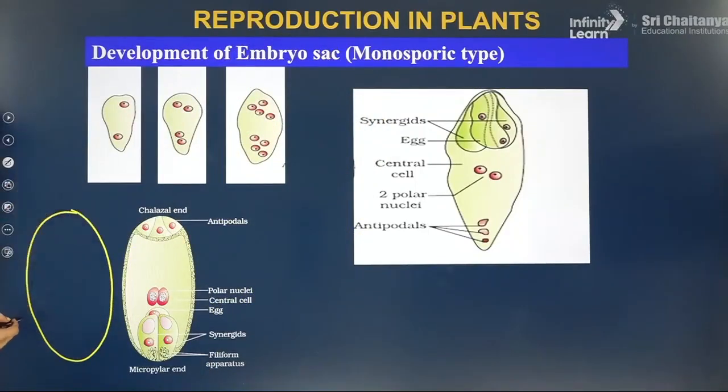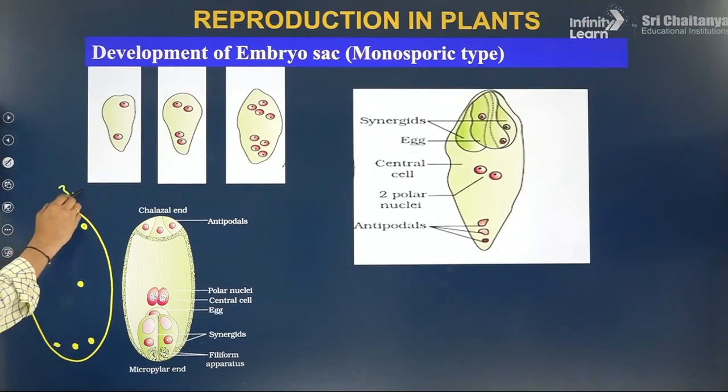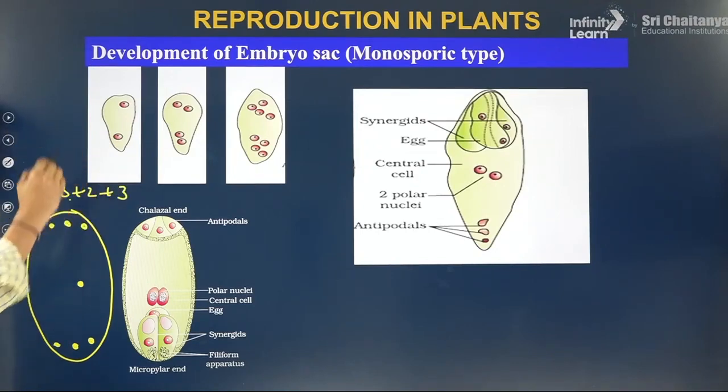It is an embryo sac or female gametophyte. Out of 4 nuclei, only 3 remain in this area. One has migrated towards the center. Center is nothing but the equator area. In the opposite pole also, only 3 remain. One migrates towards the center. After completion of this 3 plus 2 plus 3 arrangement, now it is time for cell wall formation.